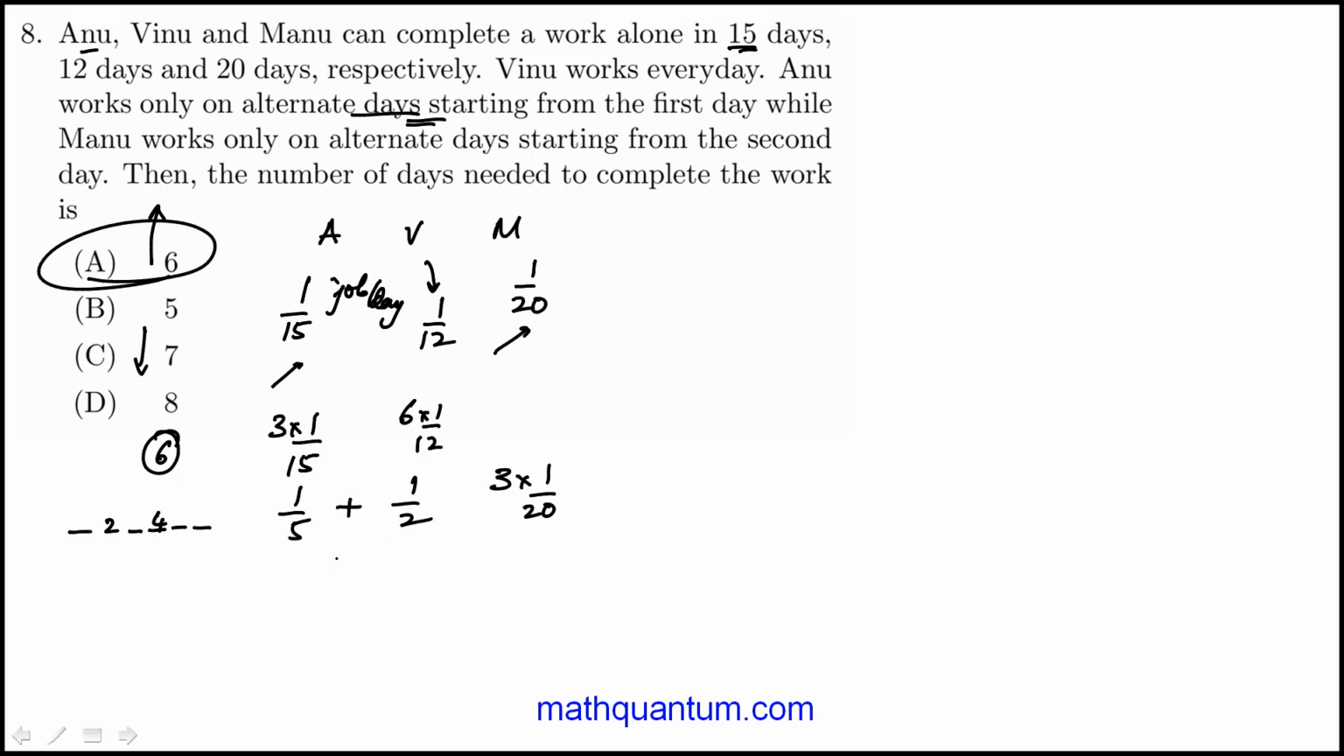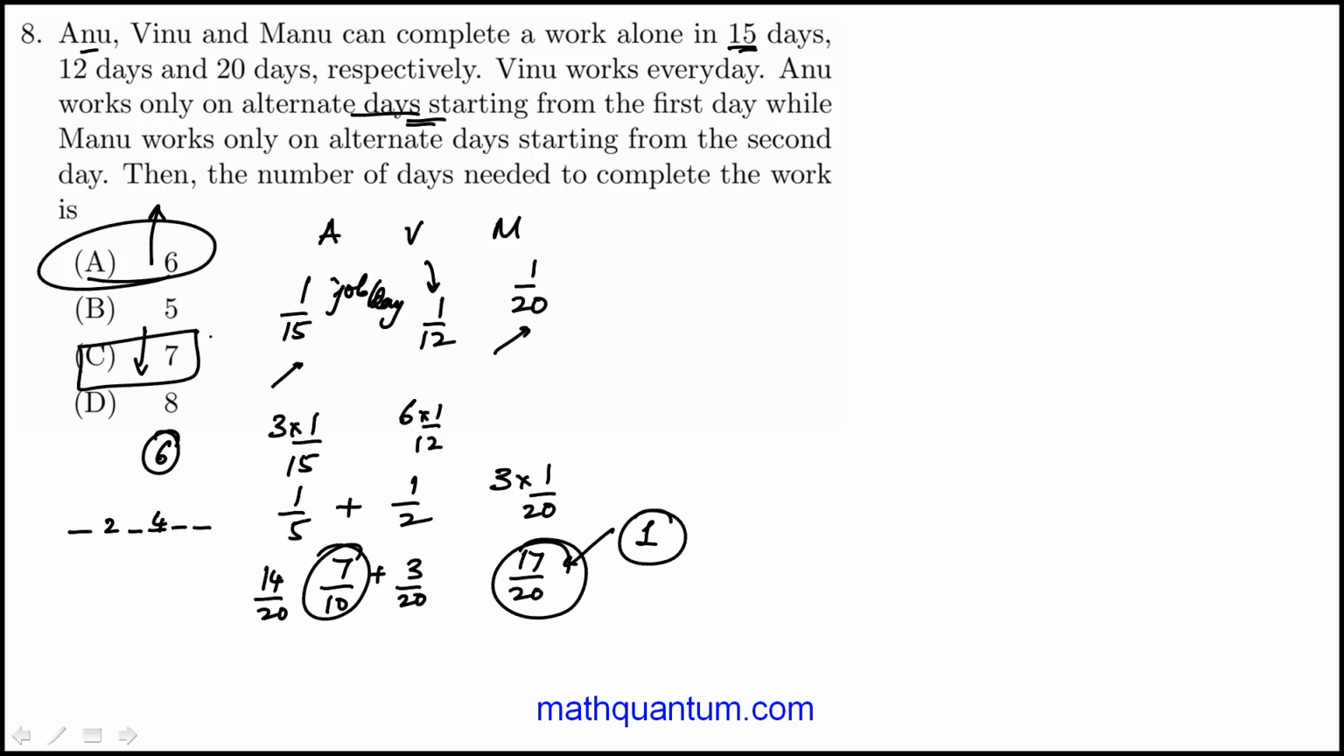These two add up to 7/10 plus 3/20. This is really 14/20. So I get to 17/20. So you'll notice we're less than 1, because 1 means that we have completed the job. So that means I have to go higher up. So I'm going to test 7.